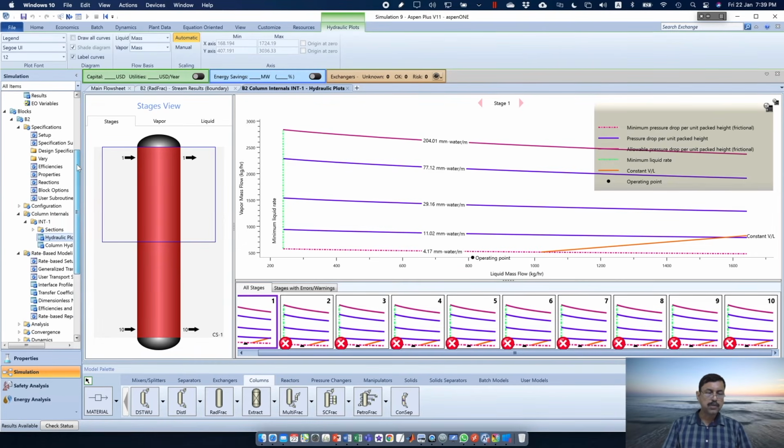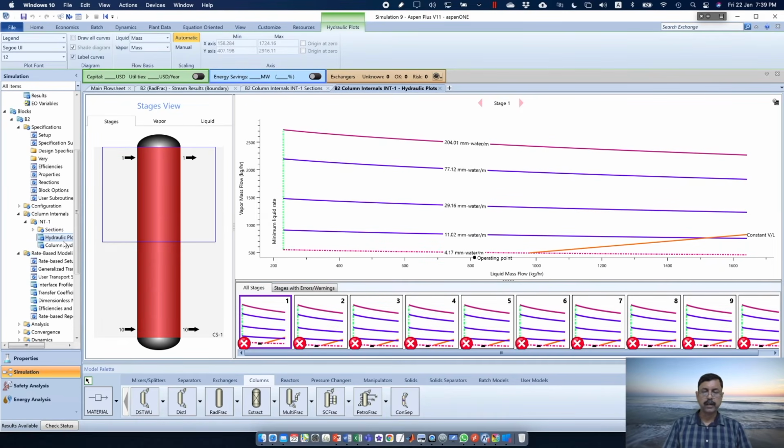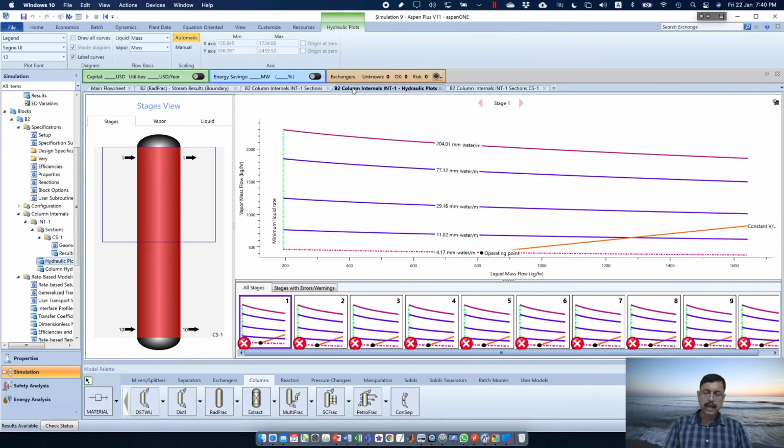So go back to the column section. Instead of 0.5 meter, let us take 0.49 meter and see whether the simulation changes. Okay, no, it doesn't. Go back again. Instead of 0.49, let us say 0.45. Slight changes are observed. Let us try more.